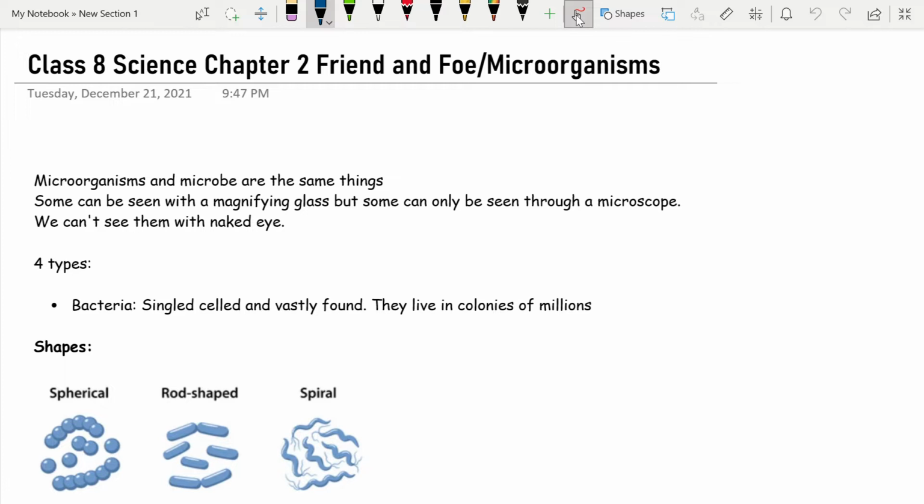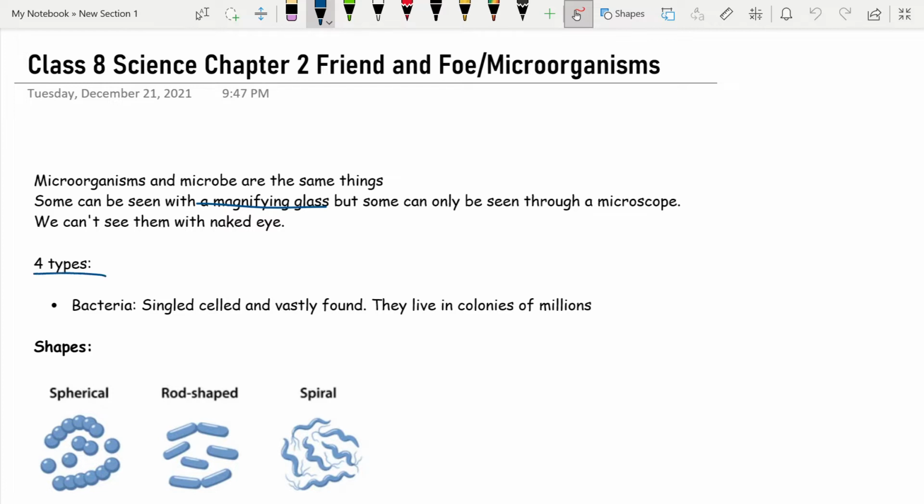Microorganisms and microbes are the same things. You will hear microbes and microorganisms, but they're basically the same thing. There's no difference really. Now, some can be seen with a magnifying glass, but some can only be seen through a microscope. We can't see them with the naked eye, but they can be seen through a magnifying glass or basically a microscope.